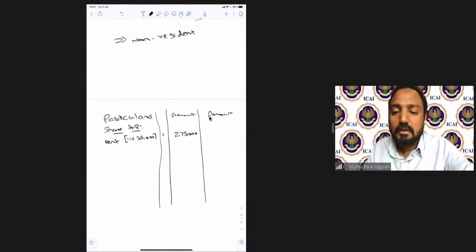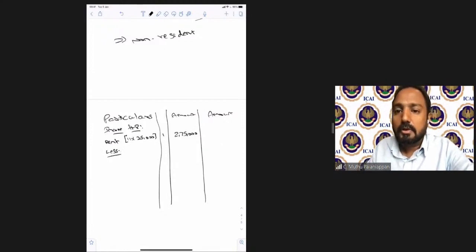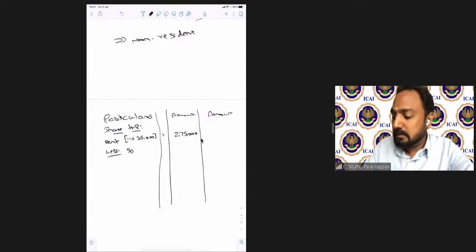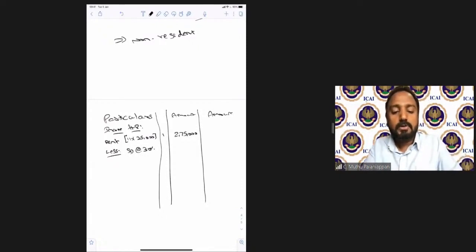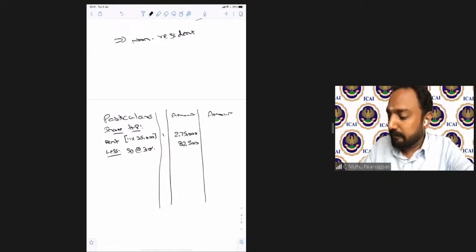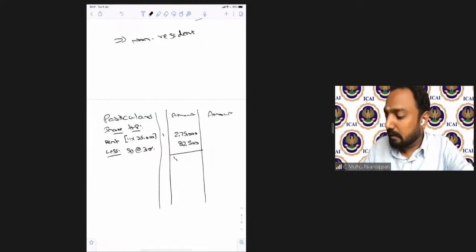So in this 2,75,000, I next compute less, right? So you need to reduce your standard deduction. You have a standard deduction in section 24. So I'll just write it as standard deduction at 30%. On 2,75,000, you are eligible for 30%. So how much of 2,75,000? You are eligible for 82,500. So the balance will be 1,92,500. So that's the balance.